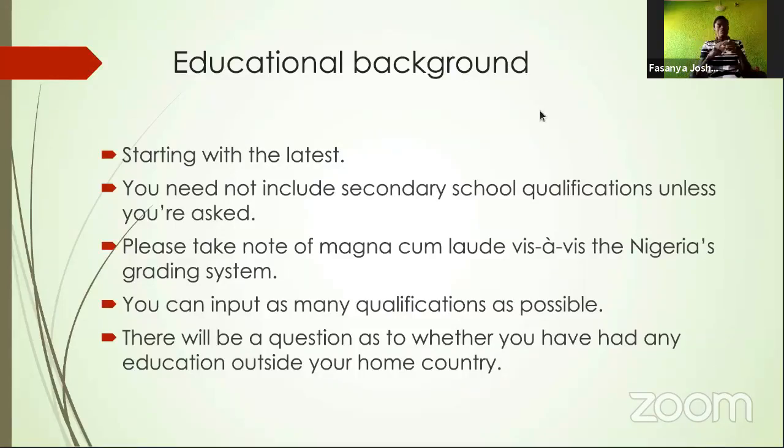I also want to take note that the grading system in the UK is a little different. Or let me say on the portal is a little different. They use the magna cum laude, and then in Nigeria we use the first class, second class upper and 2-2. So try and ensure, I'm a little biased, but just try and ensure that you look for the equivalent in your own country so that you're able to fill in the appropriate commensurate grade in the online system. And then you can put in as many qualifications as possible. Then they'll ask you a question about if you've had any education outside your home country. If you have had, you should declare it. And if not, you should say no. Next slide, please.